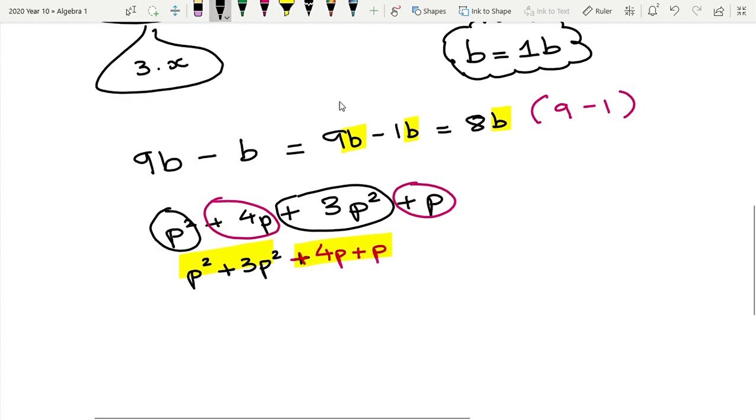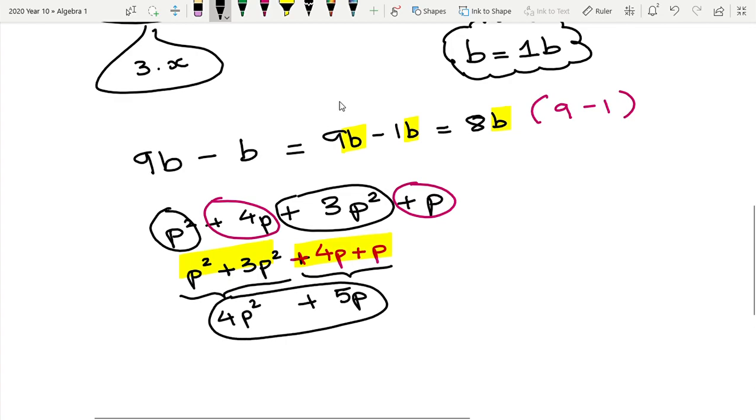So the first group is 4p squared. You can tell that p squared is the tail, so it's going to produce p squared down here. And 1 plus 3 is 4, so it's good. Next one, plus 4p plus p, is going to give me 5p. If there's nothing between, in fact, it's going to be a plus anyway, right? So this is our final answer, 4p squared plus 5p. Very good.